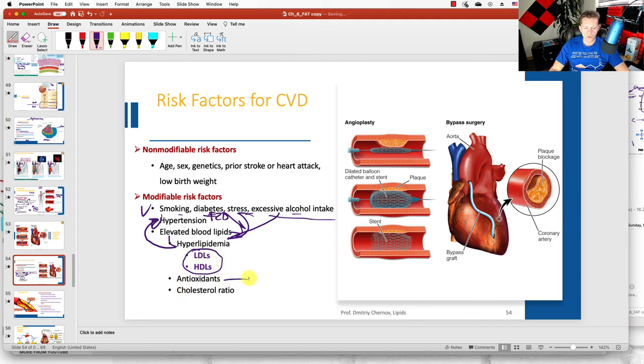Antioxidants, fruits and vegetables are another important modifiable factor, because antioxidants prevent oxidative stress. We will look at them in the mineral and vitamin lecture. The minerals are coming next week. Non-modifiable risk factors, you're born with them, right? Age, sex, genetics, prior stroke or heart attack. A prior stroke or heart attack could be idiopathic, meaning it just happened. Low birth weight can lead to that.